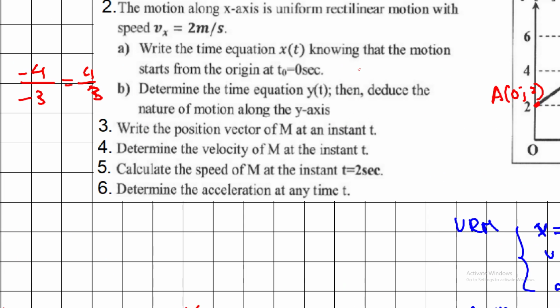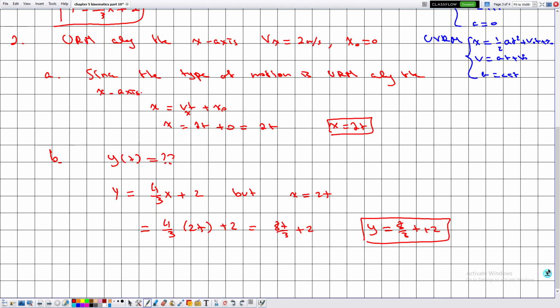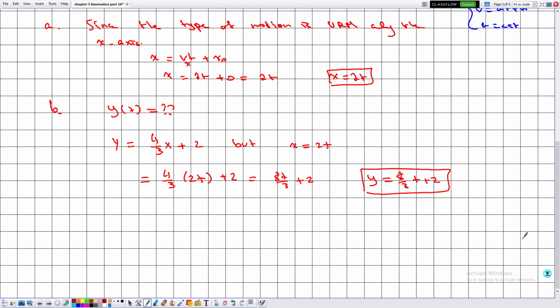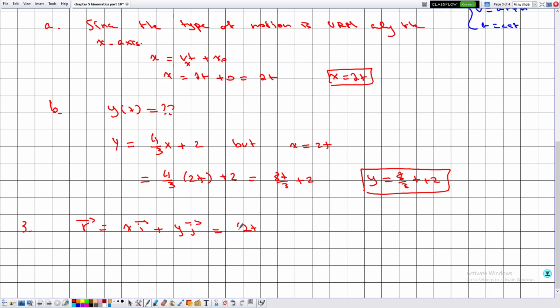So now in number 3, they are telling me to write the position vector of M at any instant. This is straightforward after we have determined the position along the x and along the y. So by definition, the position vector is given by x i plus y j. So this is a vector quantity. Vectors must exist on the left and on the right. This is 2t multiplied by i plus (8/3 t plus 2) j. Then the position vector r is given by 2t i plus (8/3 t plus 2) j.